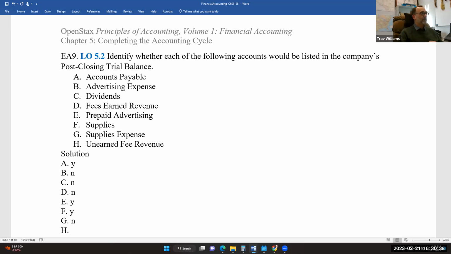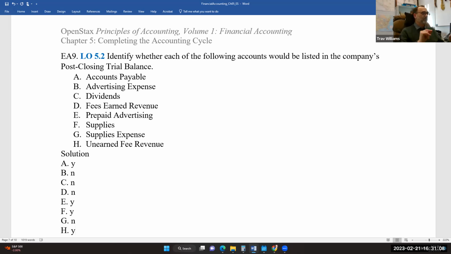And unearned fee revenue, although it has the word revenue in there, it hasn't been earned. So it's a liability, so it's on the balance sheet, so it's permanent. So the answer is no. Yes, the answer is yes. Sorry, got myself confused there. It's permanent, so the answer is yes. They would be listed on the post-closing trial balance.